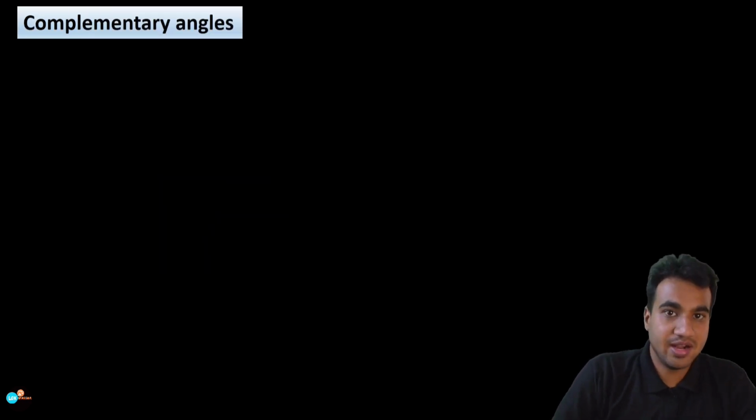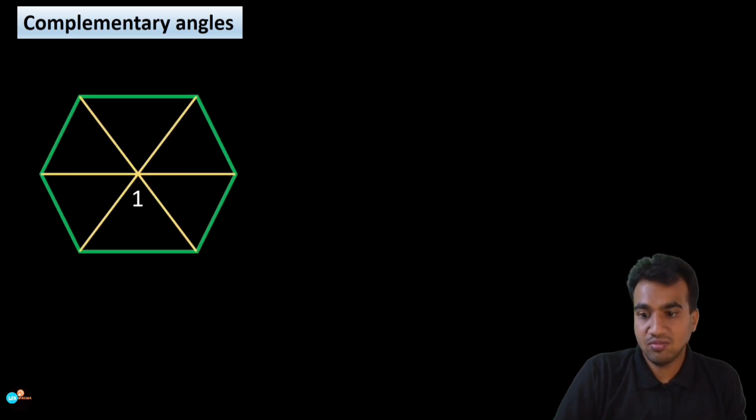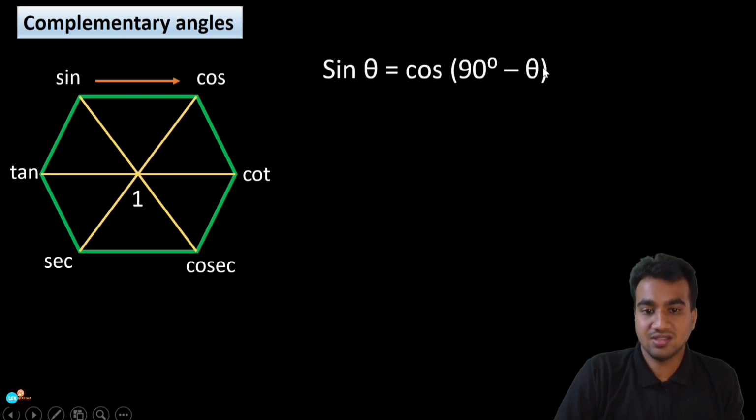Now complementary angles, again we have to draw the same diagram. So hexagon you have. Now in this diagram I am just moving from sin to cos. Okay, this is horizontal movement from left side to right side. So sin theta is equal to cos 90 minus theta.